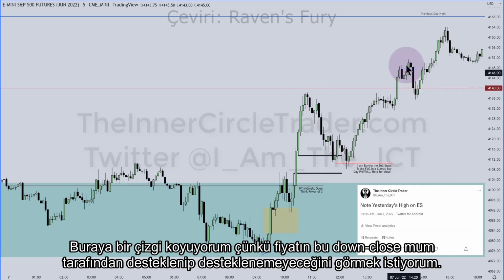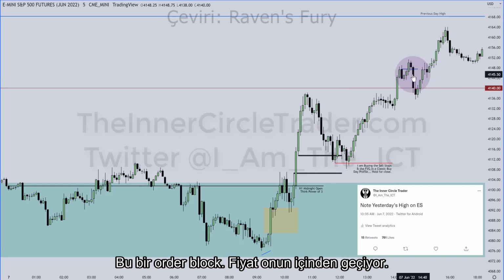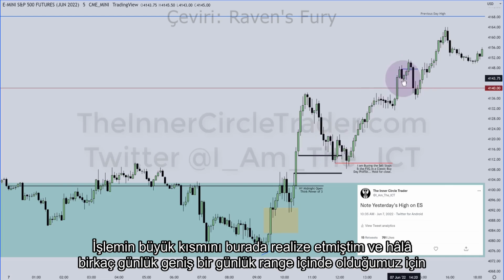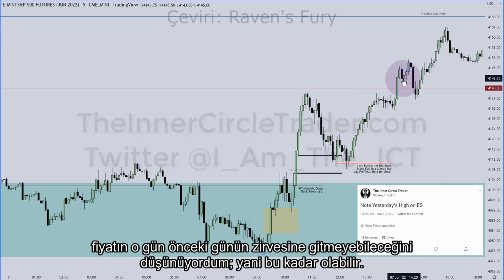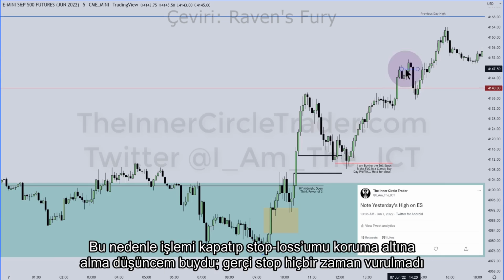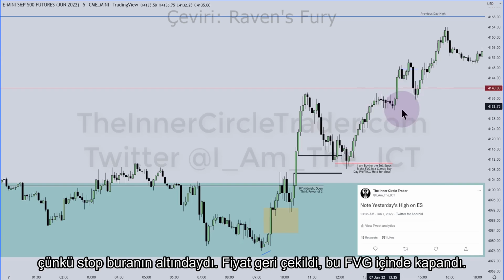Creates a short-term high, rallies once more. I'll draw a line on here because I want to see if price can be supported by that down close candle. That's the 8 order block. It trades through it, and once it did that, I nixed the trade. Okay, I have taken a lot of the trade off through here, and I'm also in an environment still inside that daily range of multiple days on the daily chart, where it might not go to previous day's high today. So this might be it, and it might need to use Wednesday's trading. So that was my thought process for closing the trade and protecting my stop loss, which never would have been hit because the stop was below here.